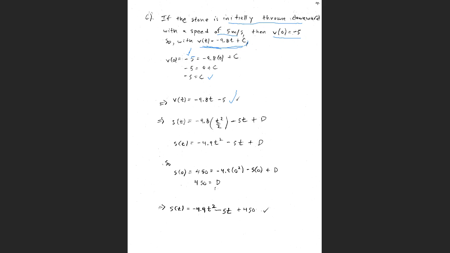And so you get a different velocity function. Your velocity function in this case is negative 9.8 t minus 5. The velocity function would have to be different if you're throwing the stone down initially, as opposed to just dropping the stone. Of course, the velocity is going to be different. And that's reflected in the different velocity function that you have here. V of t equals negative 9.8 t minus 5.